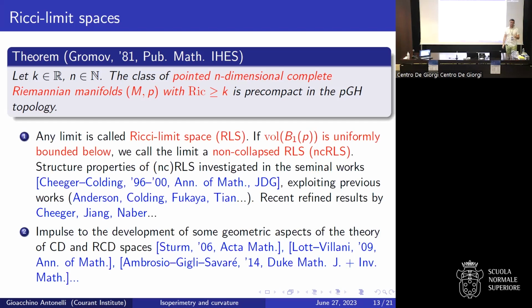Any such limit is called a Ricci limit space. And if you have a uniform bound from below on the volume of unit balls, it's usually called the non-collapsed Ricci limit space. Let me say that the structure properties of those limits started to be studied in a series of beautiful works, four works by Cheeger and Colding in the late 90s, exploiting also previous works.